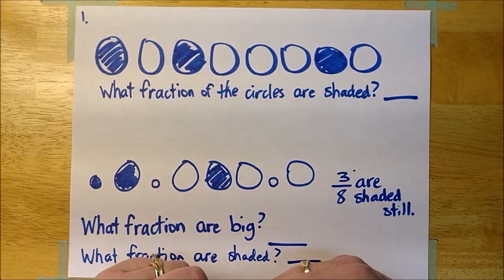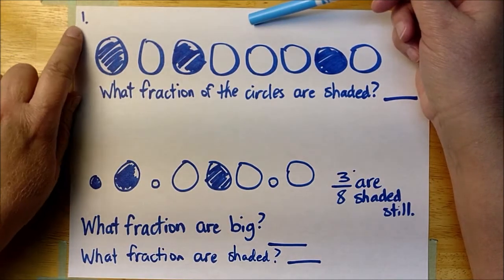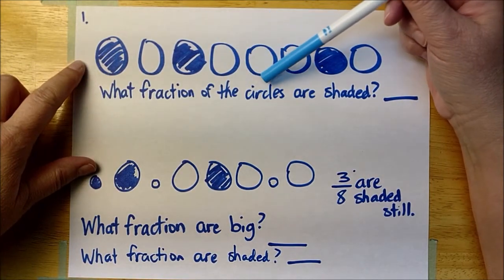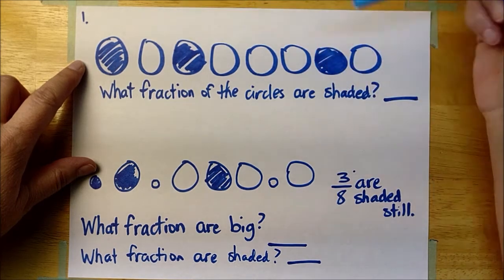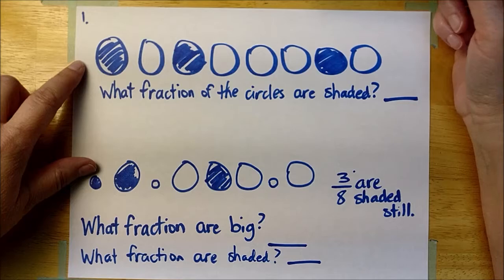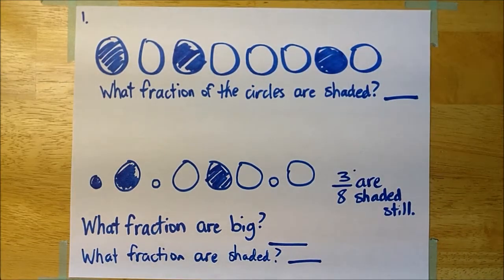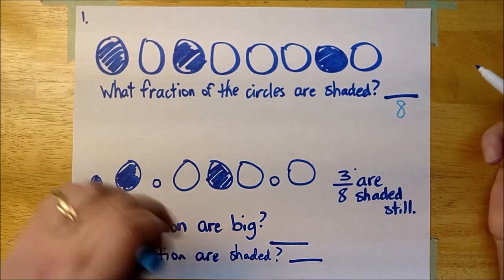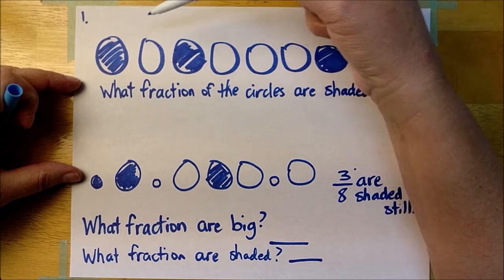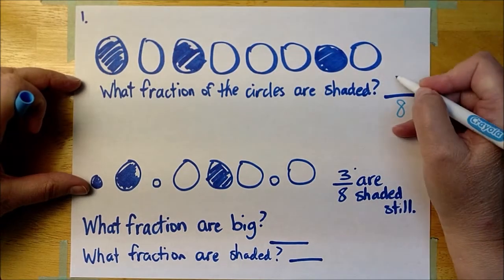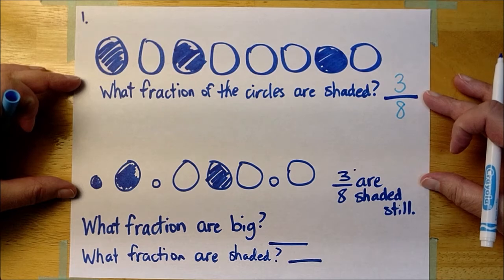Today I have on my sheet of paper question number 1. I have the question, what fraction of the circles are shaded? If I look, the first thing I need to do is count how many circles I have. 1, 2, 3, 4, 5, 6, 7, 8 circles. That's going to be the bottom part of my fraction, my denominator. And then I have to count how many are shaded. 1, 2, 3. So 3/8 of my circles are shaded.